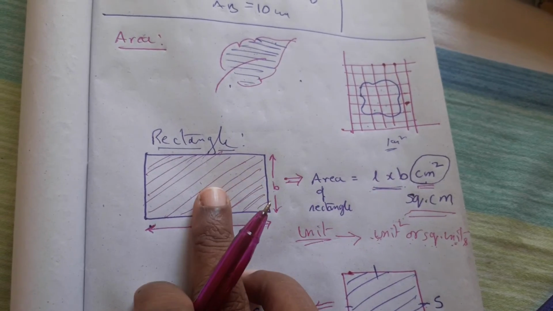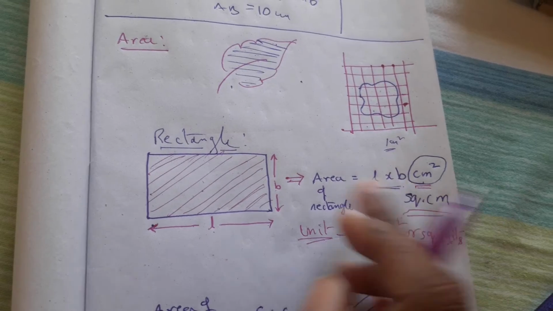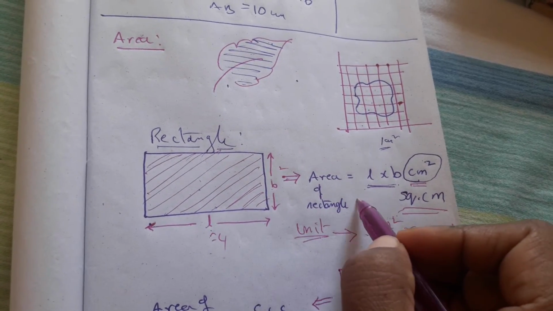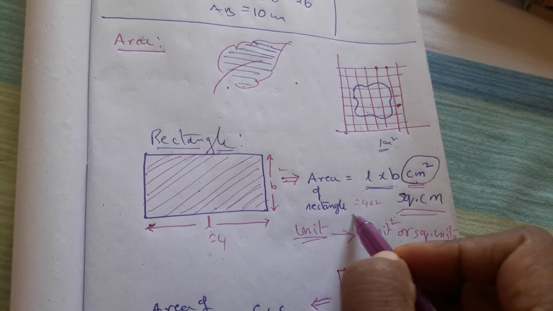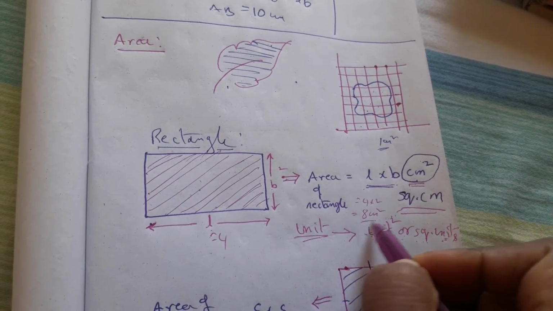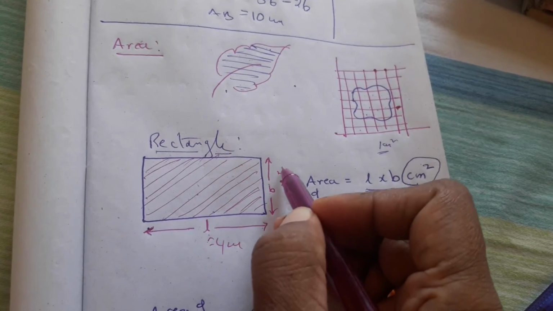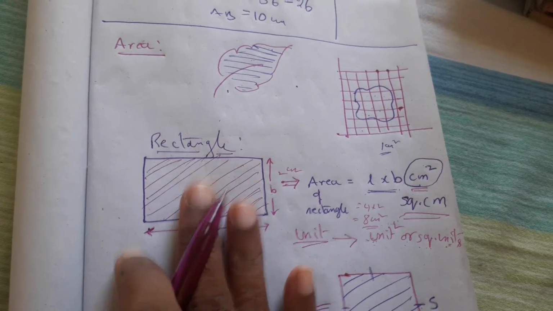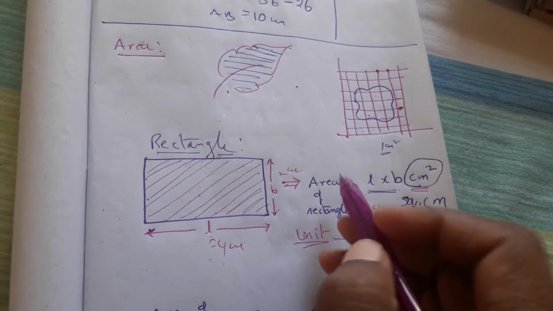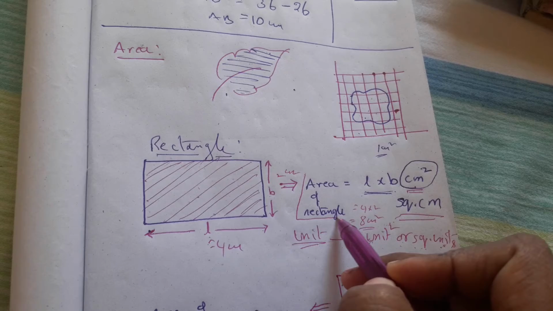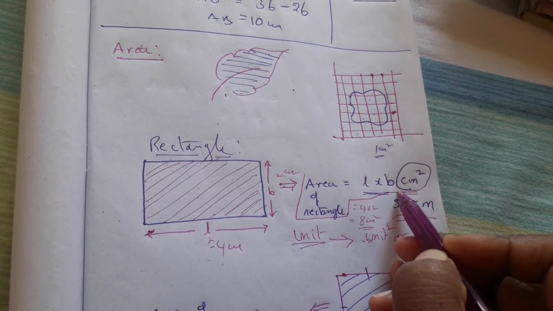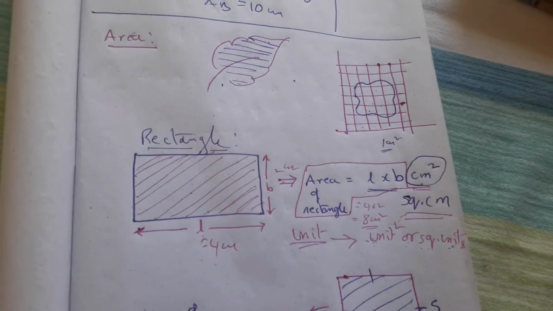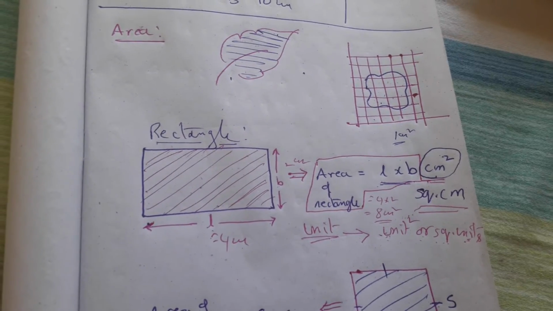Okay, so the area of a rectangle is given by length into breadth. Suppose length is 4 and breadth is 2, what is the area? Area is equal to 4 into 2, which is equal to 8 centimeters square, if I give centimeters here as an example. This is how you will find the area. So what is the formula for area of a rectangle? Length into breadth. That is very, very important for you to know.